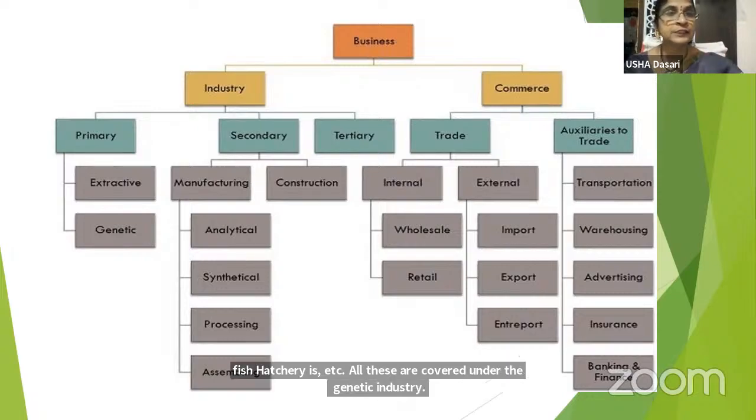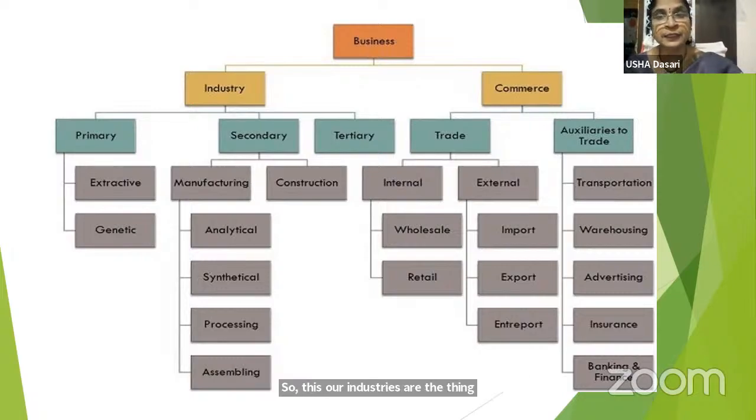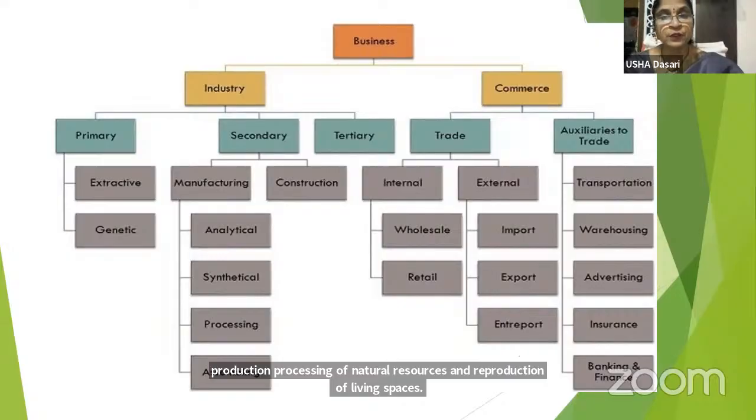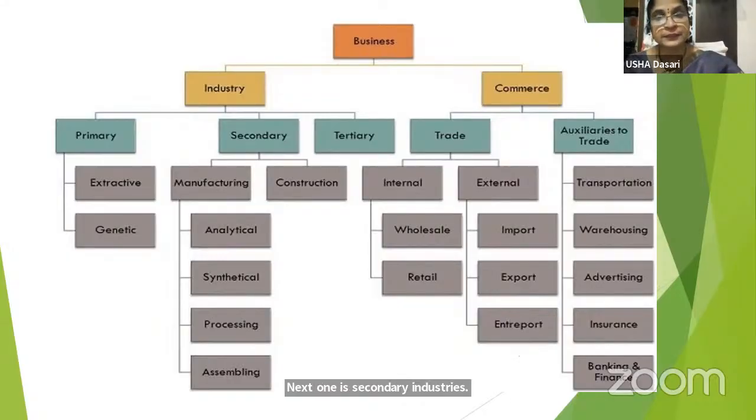So these industries are nothing but primary industries, which are connected with the extraction, production, processing of natural resources and reproduction of living species. Next one is secondary industries. After the primary industries, secondary means these are related to the processing of materials which have already been produced by the primary industries. For example, you take the mining of iron ore. It is a primary industry, but manufacturing of steel is a secondary industry.